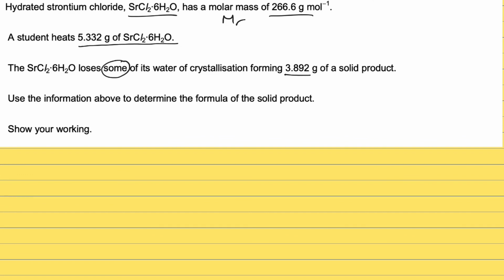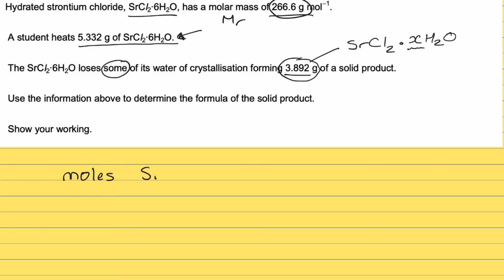So this is different because we can no longer assume that this is the mass of SrCl2. This is the mass of SrCl2 with some water still there. Okay, but we don't know what that is. But we do, this is where it's different, because we do know the Mr of this one. So the Mr of this is 266.6. So the first place I would start is to work out the moles of SrCl2.6H2O, which is 5.332 divided by 266.6, which equals 0.02 moles.